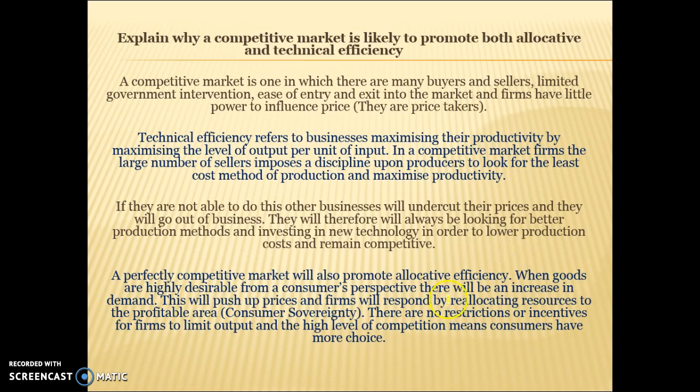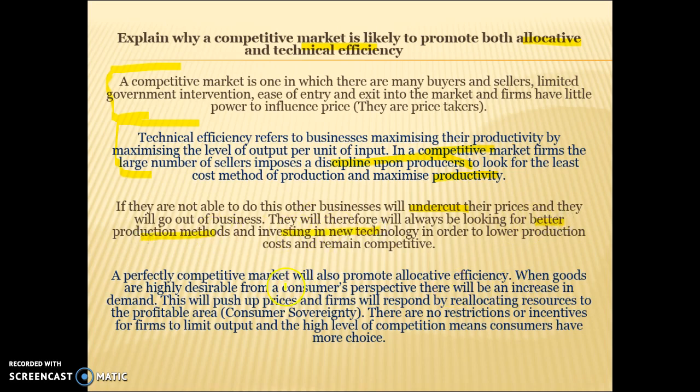So here's just a quick example to finish. Explain why a competitive market is likely to promote both allocative and technical efficiency. Define what's meant by a competitive market. Explain what's meant by technical efficiency, and talk about the high level of competition forcing producers to keep prices down and maximise productivity. If they don't do this, they will be undercut by other businesses. They're always looking for better ways to produce and invest in new technology.